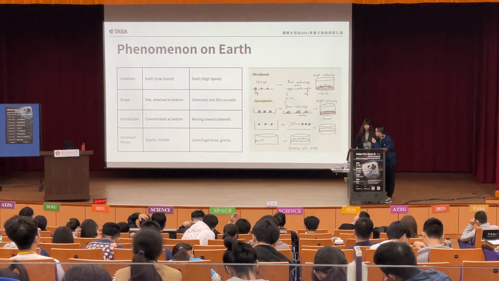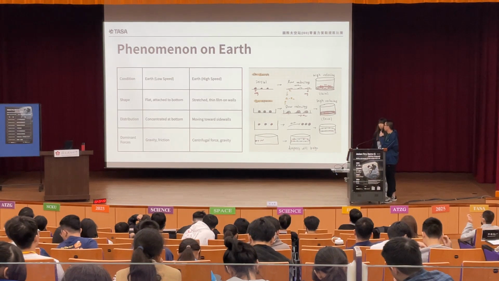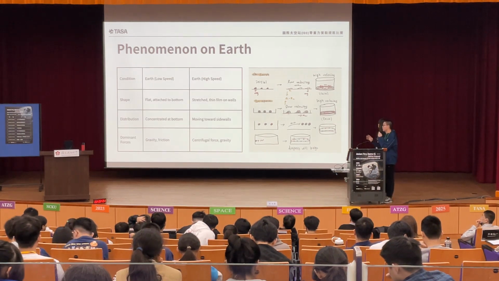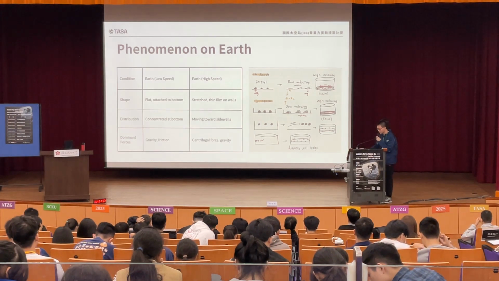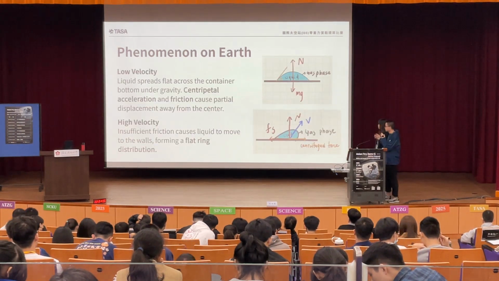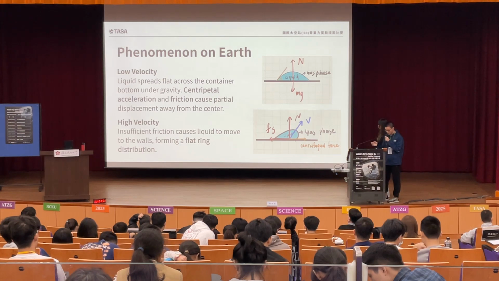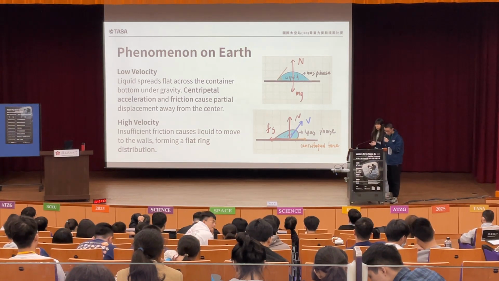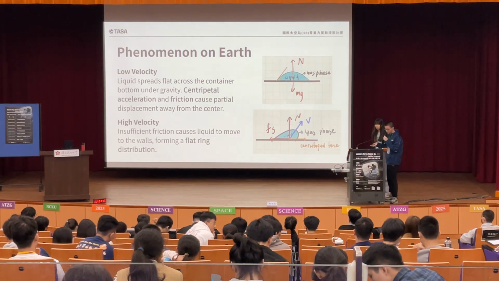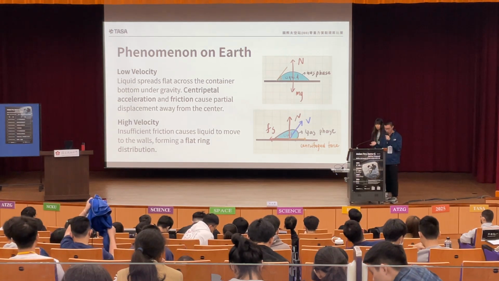Right, and this is a phenomenon on Earth. I use a simple diagram to show what it will be. This is my free body diagram, and it shows that before rotating, the droplet is influenced by gravity and surface tension, forming a flattened shape.